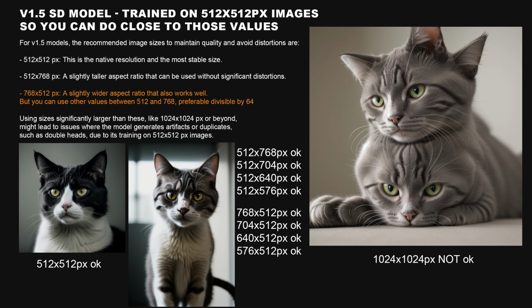The V1.5 base models were trained on images sized 512 by 512 pixels. You can go slightly larger, up to 768 pixels, but exceeding this might cause the model to interpret the image as 2 512 pixel images, resulting in double heads and various distortions. So we can create square, landscape, and portrait images as long as they are close to those values.